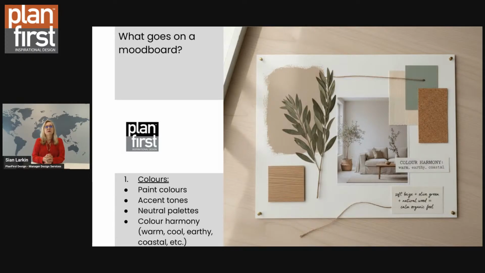So the first thing that a mood board does have on it is colors. Very important. When you look at your inspirational images, you'll see a colored theme that goes through each specific style. So you'd look at paint colors, accent colors, the neutral palettes, colors that are contrasting, colors that are actually in harmony with each other. Do you prefer the cool colors? Do you prefer the warm colors? Get those decisions made early on.